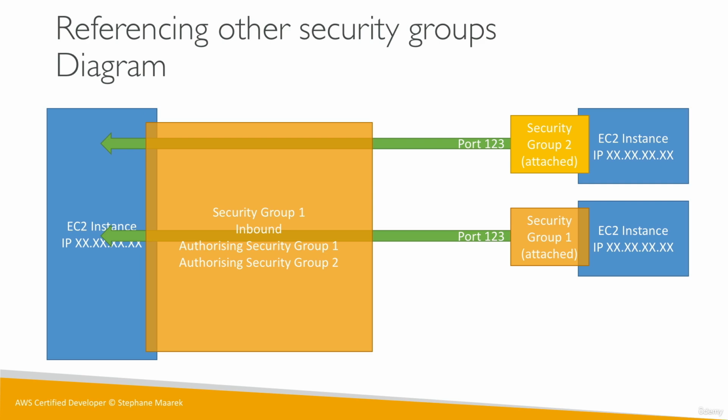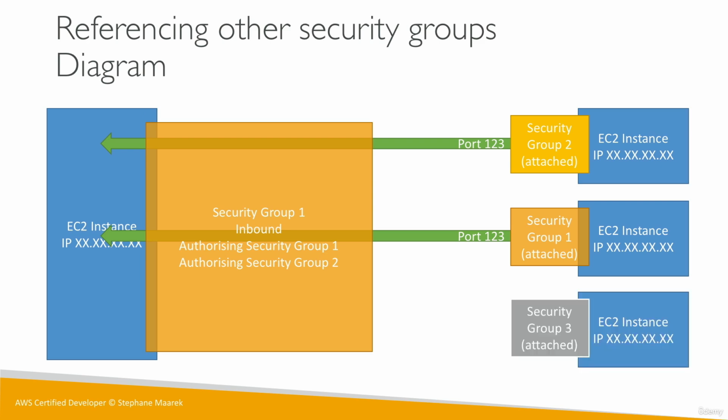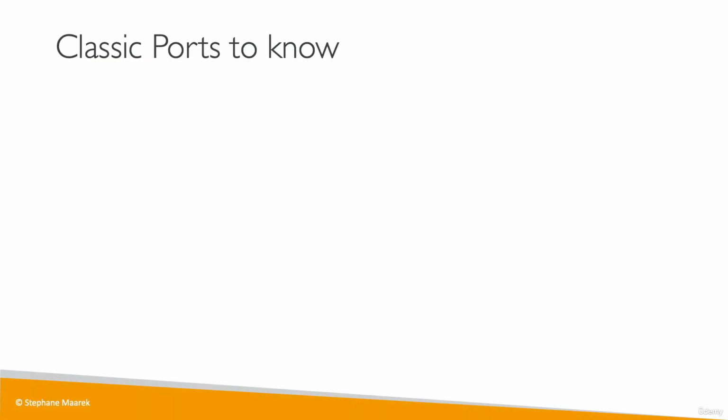And that's awesome because it doesn't make you think about IPs all the time. And if you have another EC2 instance, maybe with security group number 3 attached to it, because group number 3 wasn't authorized in the inbound rules of security group number 1, it's being denied and things don't work. So that's a bit of an advanced feature, but we'll see it when we deal with load balancers because it's quite a common pattern. I just want you to know about it. Again, just remember this diagram, and by now you should be really good at security groups. Now, going into the exam, what ports do you need to know?